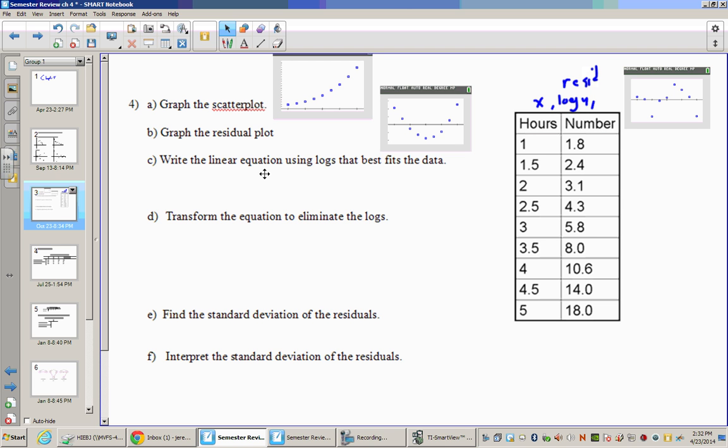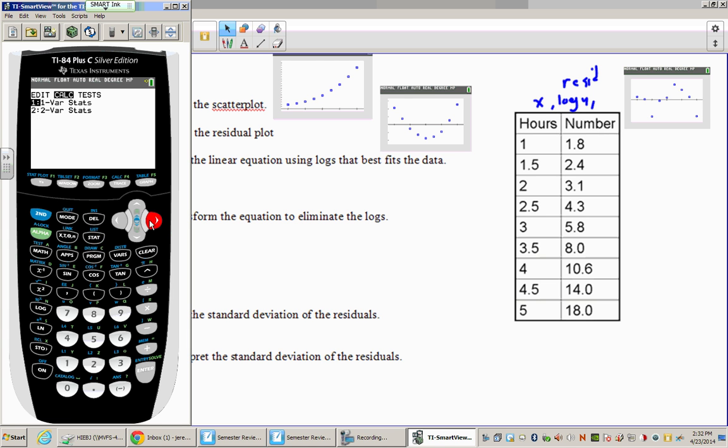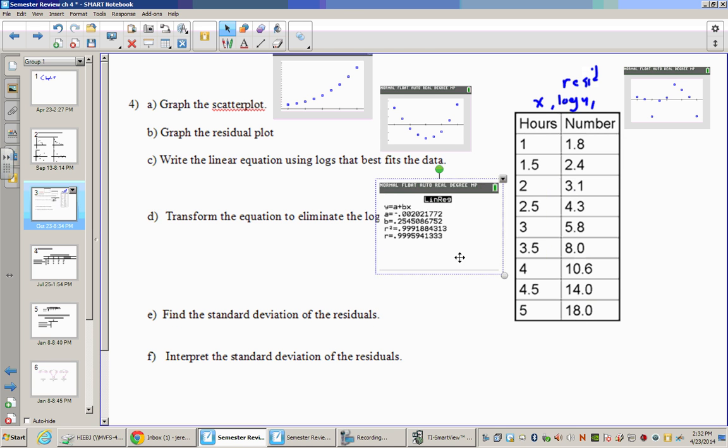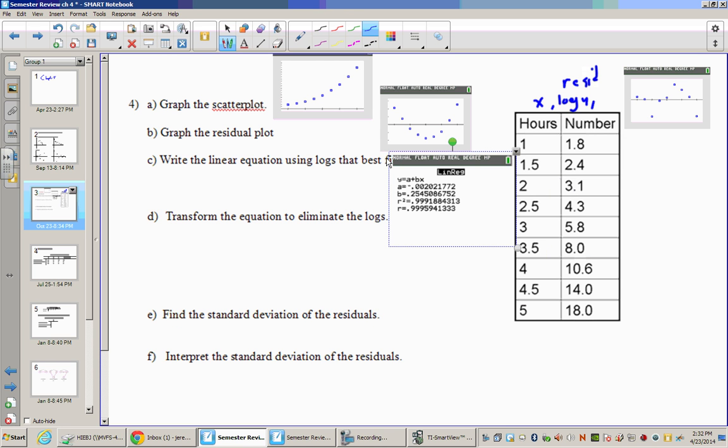Now we have to write the linear equation using logs that best fits that data. So I'm going to turn this back on, go back to my linear regression of L1 and L4, hit enter. So this is my data. I'm going to type in my log of y, so that's log of number is equal to negative 0.002 plus 0.2545 times my hours.